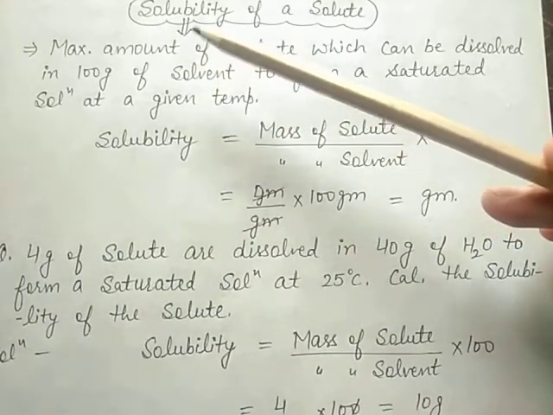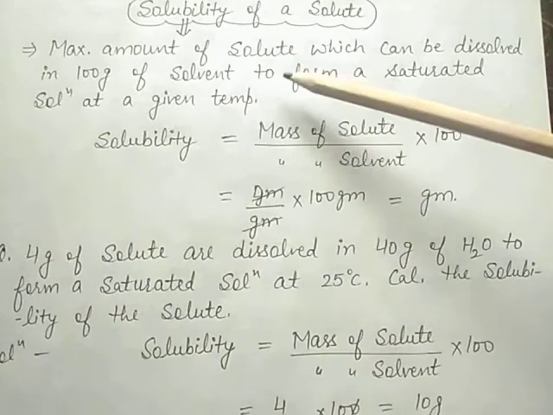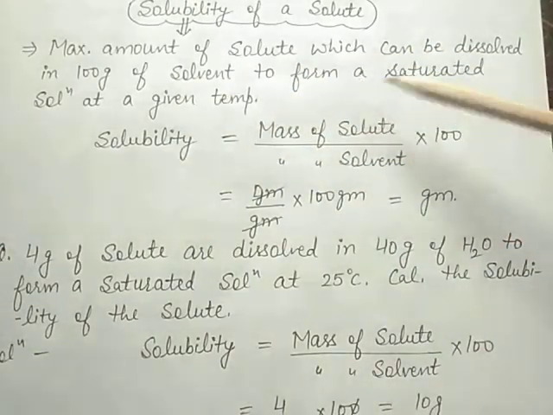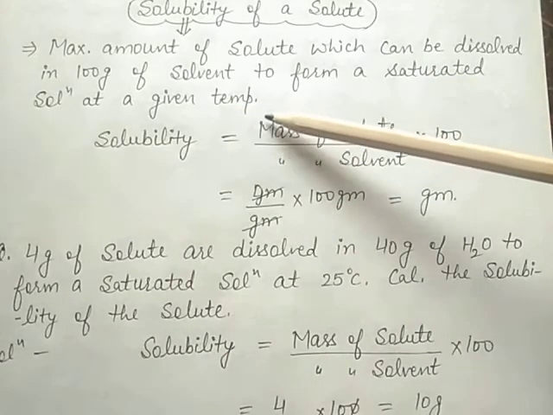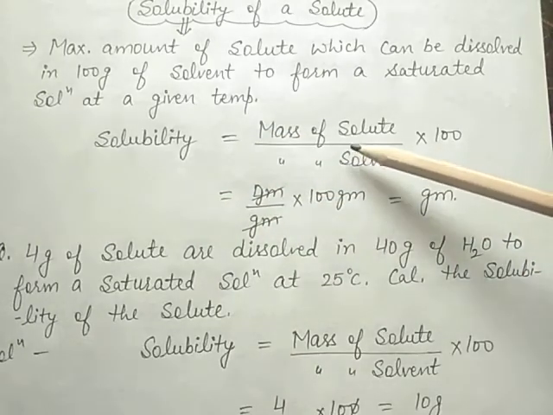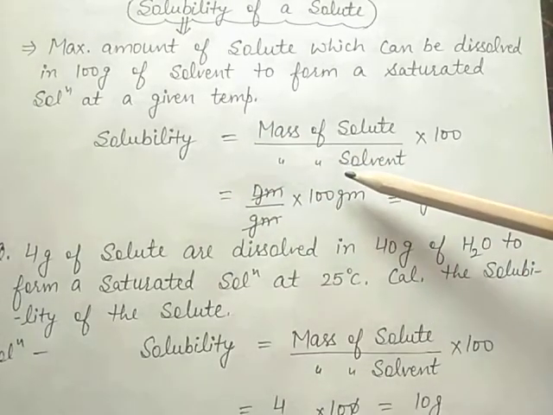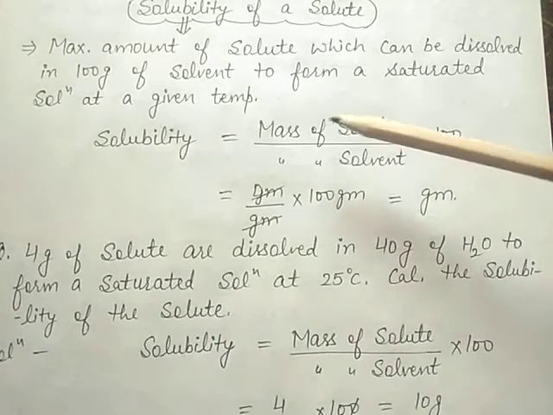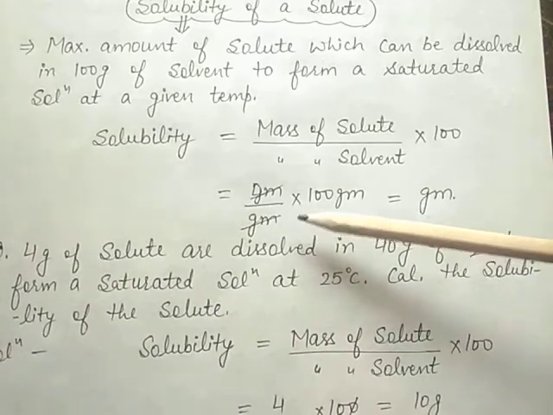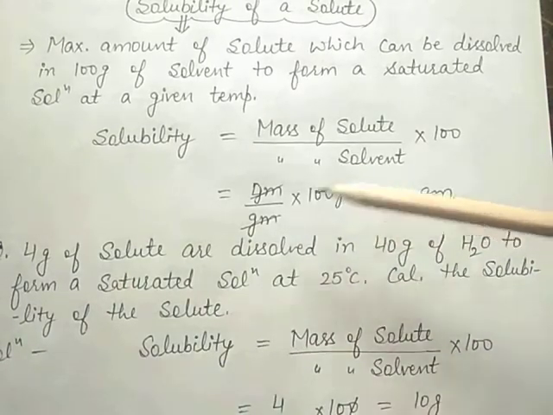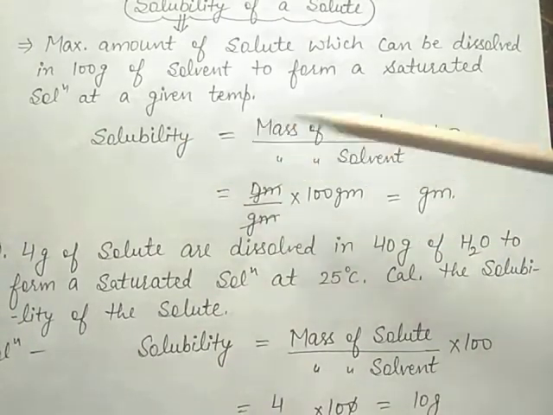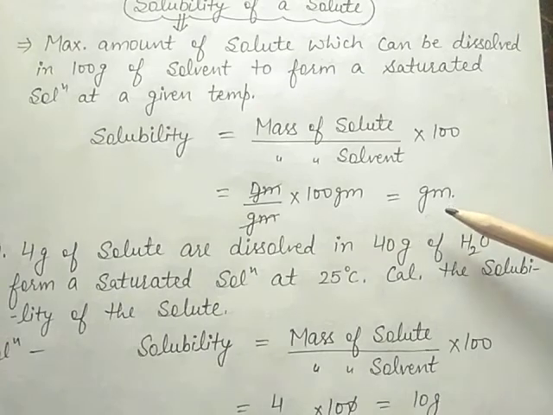How will you define the solubility? The maximum amount of solute which can be dissolved in 100 gram of solvent to form a saturated solution at a given temperature. Solubility is equal to mass of solute divided by mass of solvent multiply 100. Mass of solute is in gram, mass of solvent is also in gram, multiply 100. After that, what is the unit of solubility? That is gram.